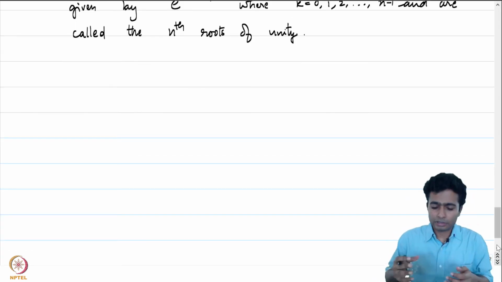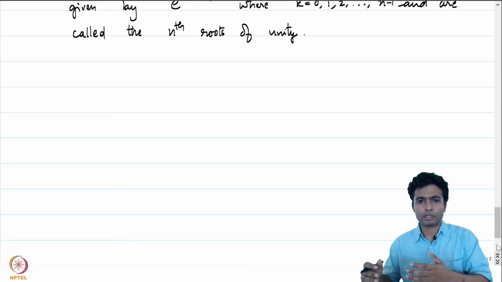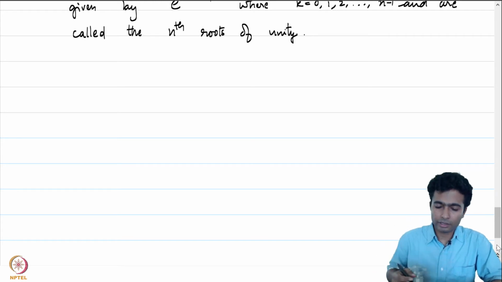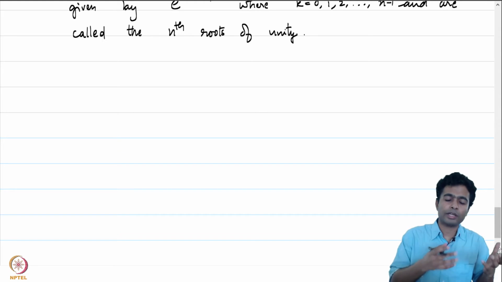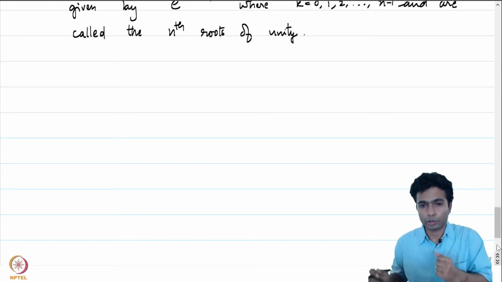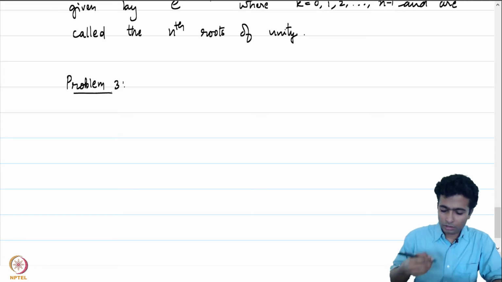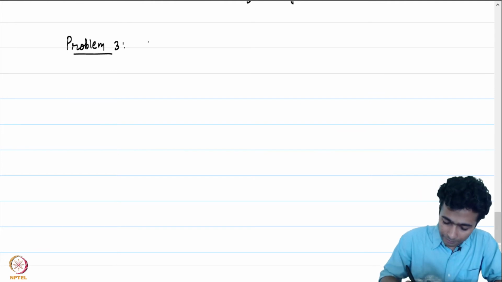In the next problem, let's try to extend what we just did to a general complex number. Instead of looking at nth roots of just unity, let's take an arbitrary complex number w and just check what can be the possibilities of z to the power n equal to w. We have done all the hard work. We will just use the arguments used earlier to establish this as well.